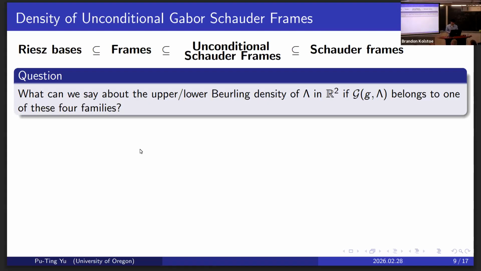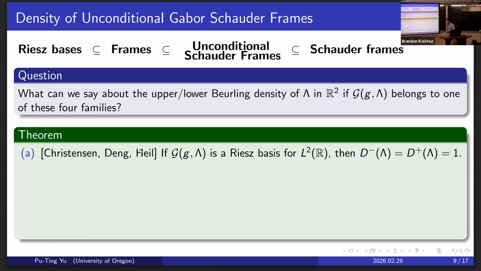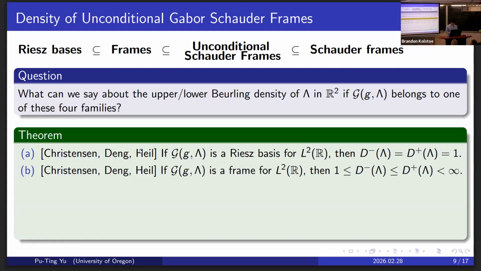Okay, so back to, I believe, 1999. Christensen, Deng, and Heil, they proved the following result. So that is, if you have a Gabor system which is a Riesz basis, then of course the lower Beurling density has to be equal to the upper Beurling density, which has to be equal to 1. And they also proved that if a Gabor system is a frame for L2(R), and by the way, although I only talk about the setting L2(R), you can extend this to L2(R^d), and even with multiple generators, without too much effort. So what they showed for frames was, if you have a Gabor frame for L2(R), then the lower Beurling density has to be greater than or equal to 1, and the upper Beurling density must be finite.